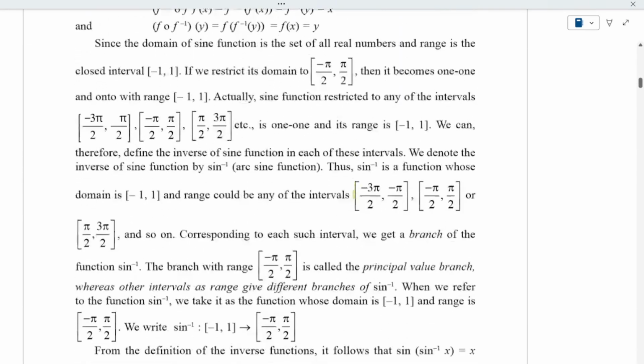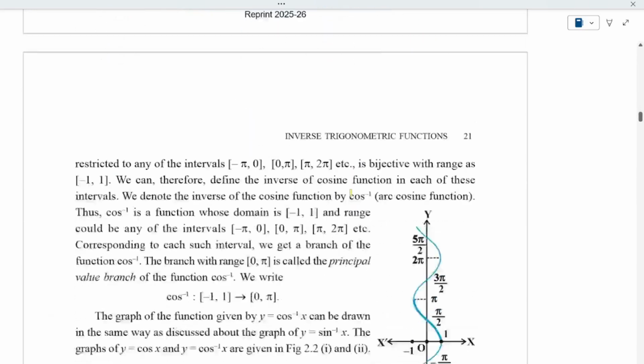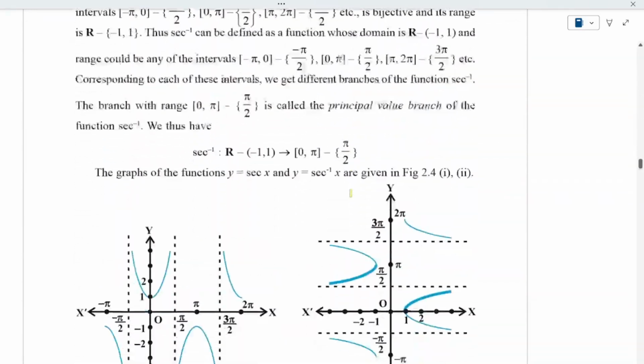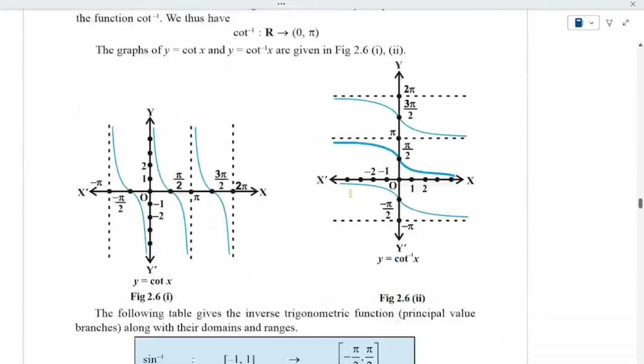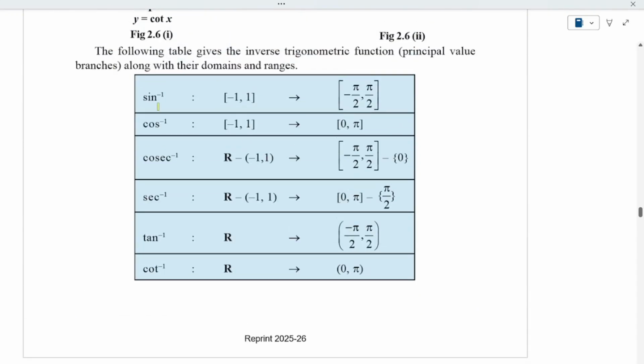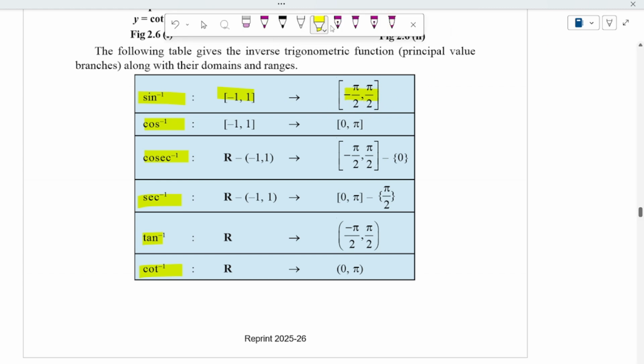If we see one table which is very important, as we can see in this table, the inverse of sine is called sine inverse. If it is power minus 1, we call it inverse. Cos inverse, cosecant inverse, secant inverse, tan inverse and cot inverse. Now if we see this relation, it is minus 1 to 1, that is minus pi by 2 to pi by 2. Pi is nothing but 180 degree.